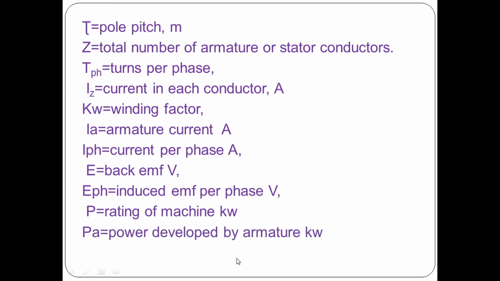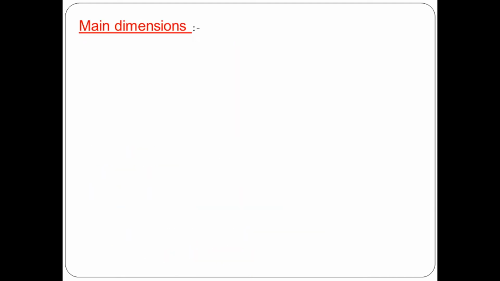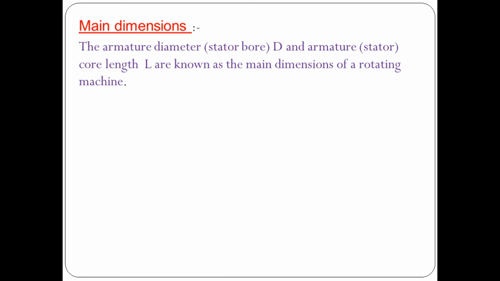PA is the power developed by the armature in kilowatt. So PA is a mechanical power, correct, which is developed in the armature. And Q is the kVA rating of the machine, similar to that of a transformer.